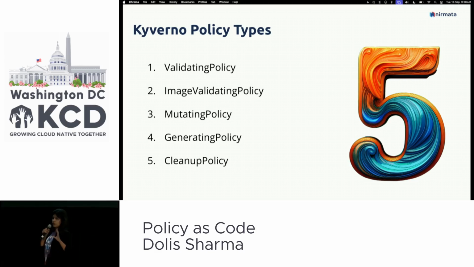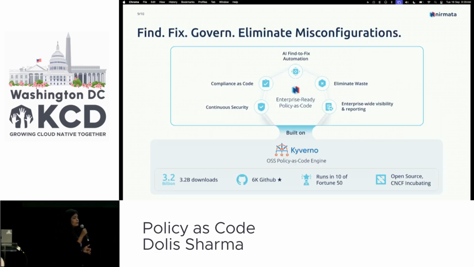Now, all this looks very fantastic. It can look at your configuration, block these configurations, or report these configurations. But what happens next when you find these violations? How do you fix them at scale? Now, here is the challenge, right? That's where Nirmata comes in. So Nirmata supercharges Kubernetes by not only finding misconfigurations, but actually fixing them using agentic AI.